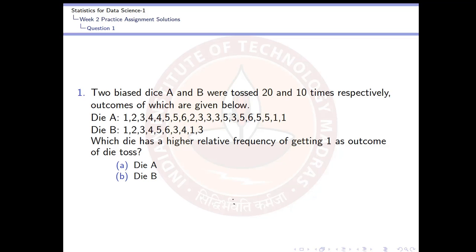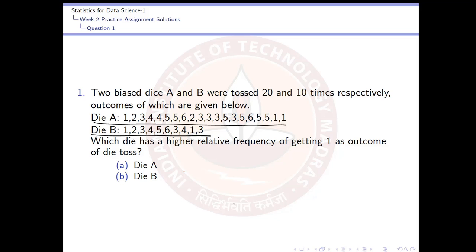Question 1. In question 1, two dice A and B are tossed. Die A is tossed 20 times and its outcomes are listed here. You can see that 20 outcomes are listed here. And die B was tossed 10 times and its outcomes were listed here. Now it's asking which die has a higher relative frequency of getting 1 as the outcome of die toss.